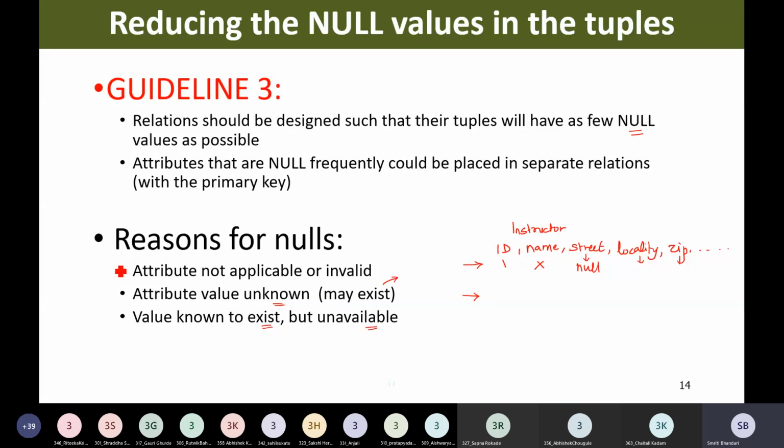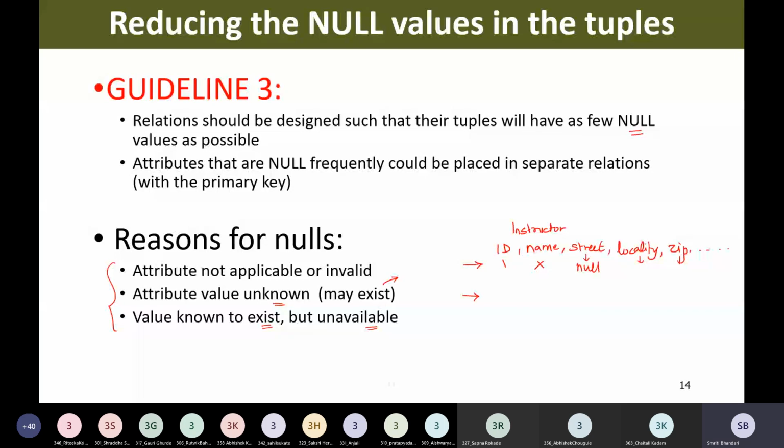So we should take care that while designing the relations, we should avoid the design such that the tuples in the relations will have null values for the attributes. Otherwise, all the attribute values are available. So, minimum use of null values.